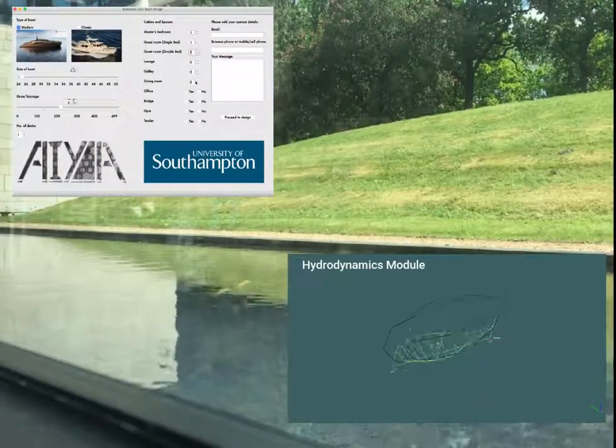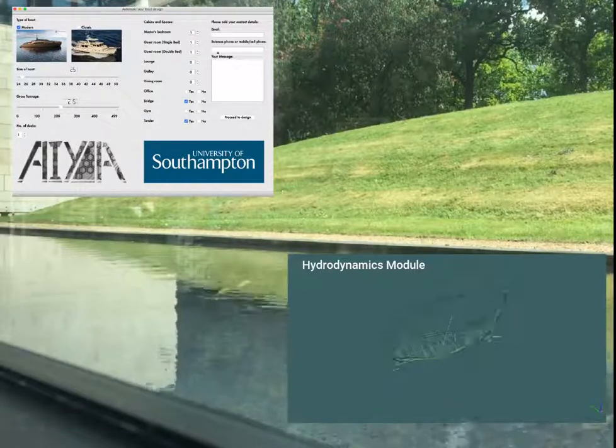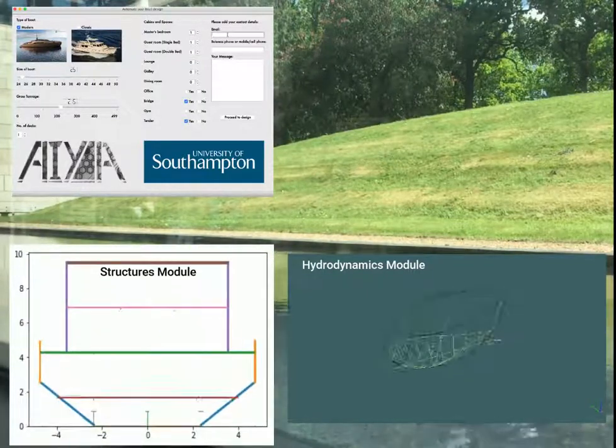AIDA uses multi-objective genetic algorithms to design yachts that are optimized by minimizing motion sickness as well as minimizing structural weight while being in line with the SSC rule set.